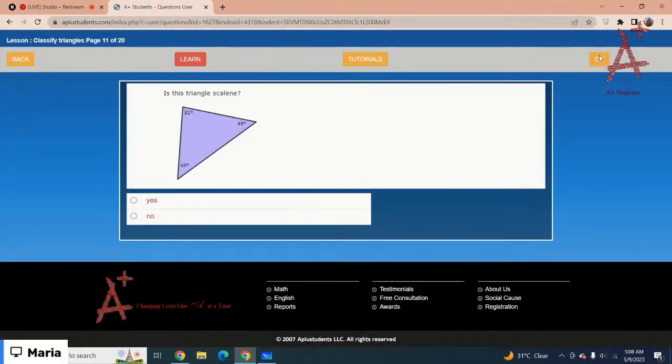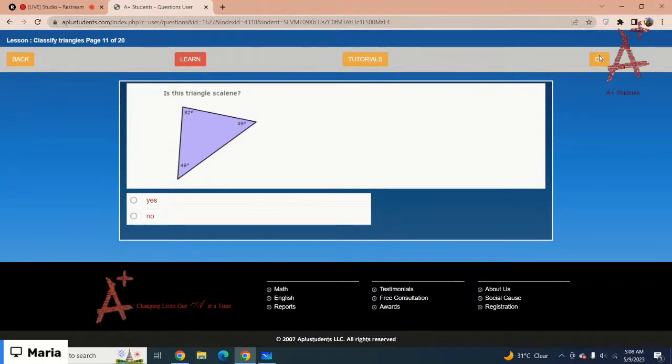Is this triangle scalene? No, it would not be scalene.